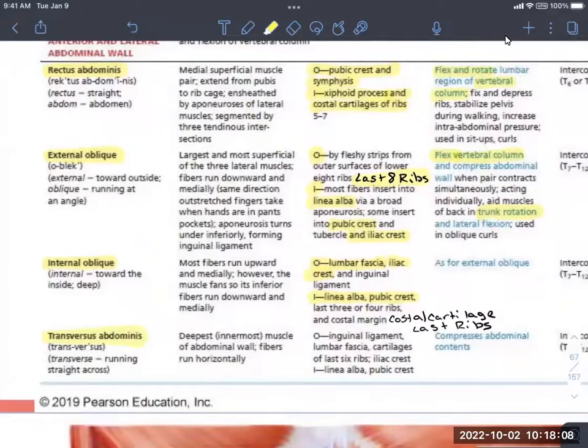Transversus abdominis originates at the inguinal ligament, lumbar fascia, and iliac crest. It is going to insert at the linea alba and the pubic crest. They compress the abdominal contents.